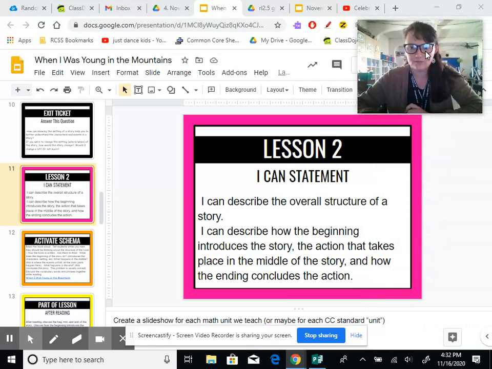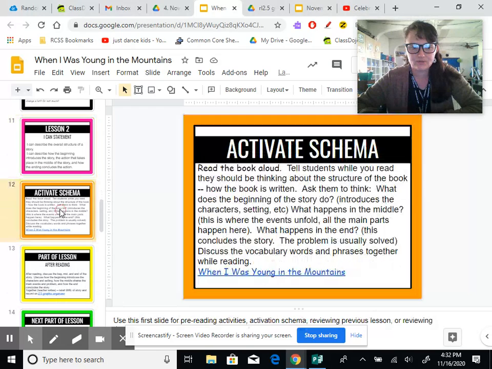Move my little camera person up here. And then I can describe how the beginning introduces the story, how the action that takes place in the middle of the story, and how the ending concludes the action. Okay, so let's keep going.